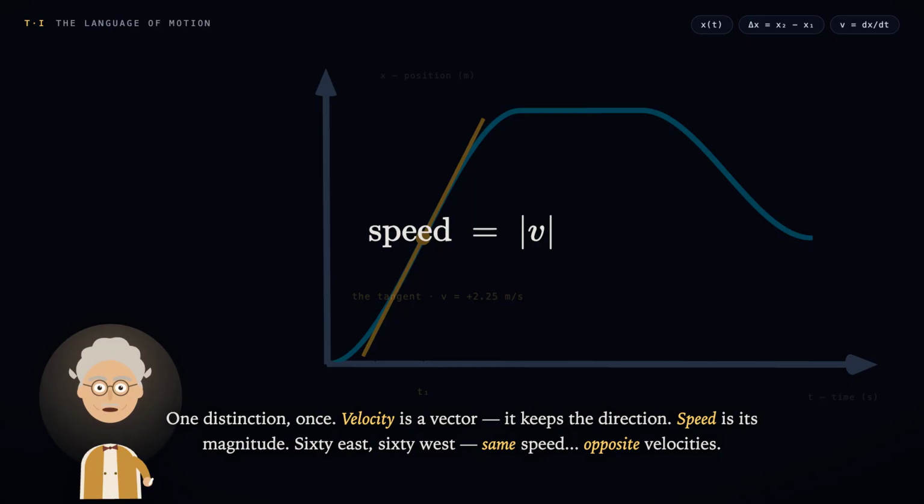One distinction, once. Velocity is a vector. It keeps the direction. Speed is its magnitude. 60 east, 60 west: same speed, opposite velocities.